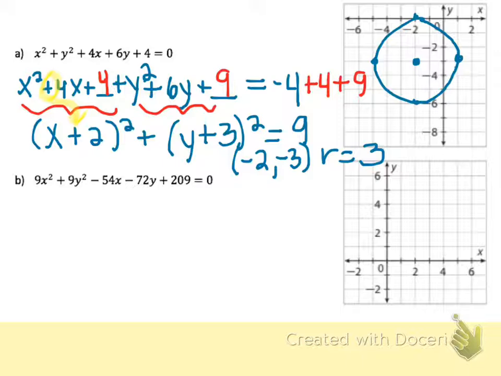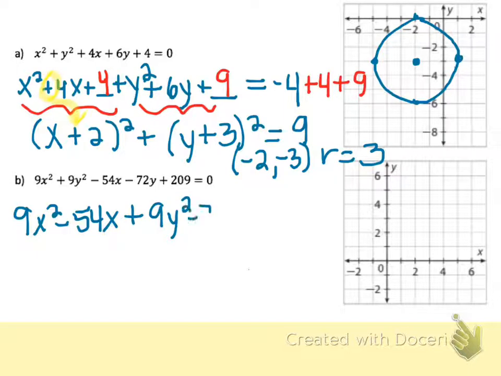All right, let's try one more complicated one. So the first thing is, we can tell right away we can do this process of dividing out that number because the x squared and the y squared both have 9 as the coefficient. So we're going to reorganize this, and then we can factor out that 9 so that we have something that we can use our completing the square process on. So we have 9x squared, and then put the x term with that, which is minus 54x. And then we have the plus 9y squared and the minus 72y. And then, of course, we're going to swing that 209 to the other side, making it the opposite sign. So it's now negative 209.